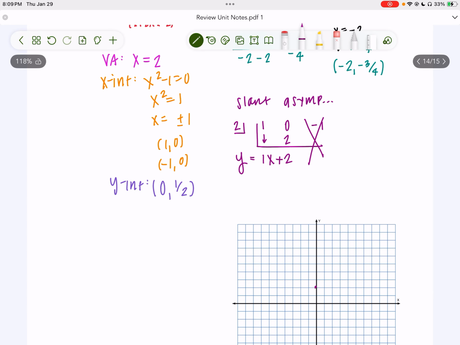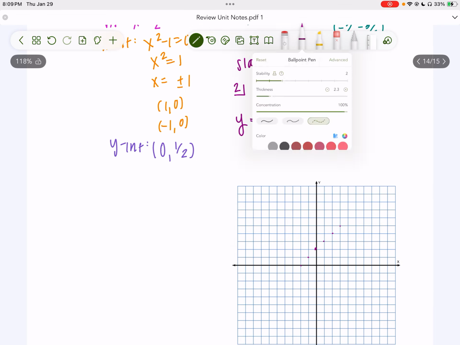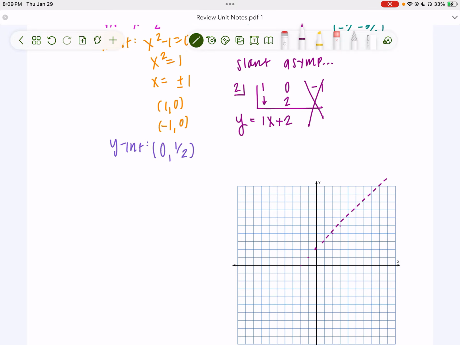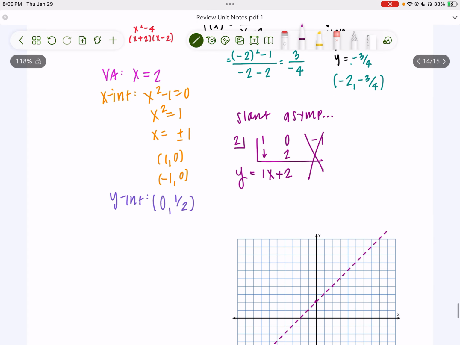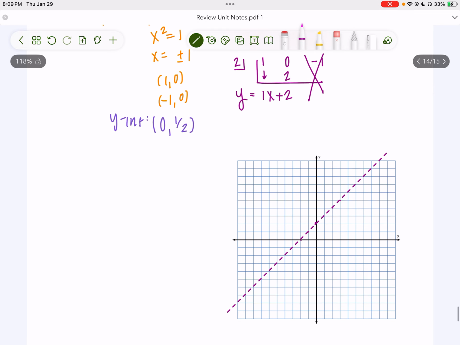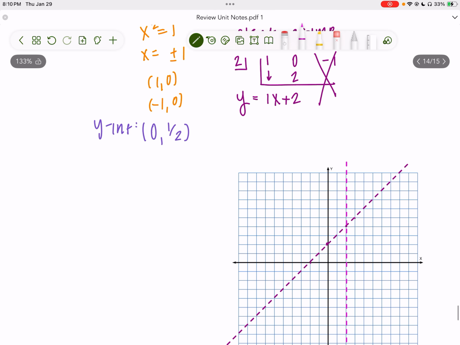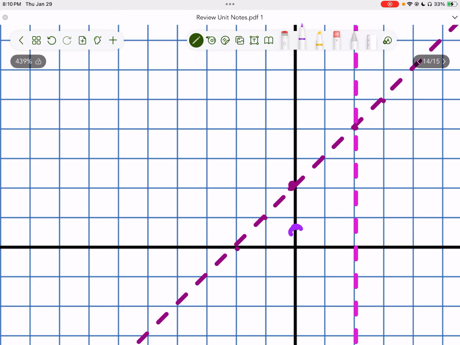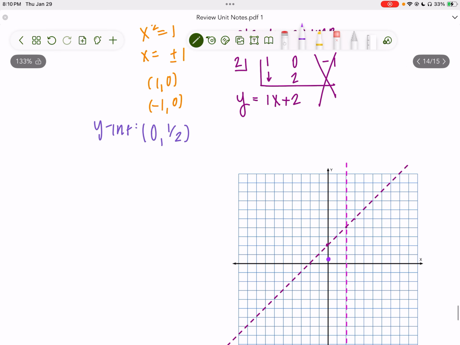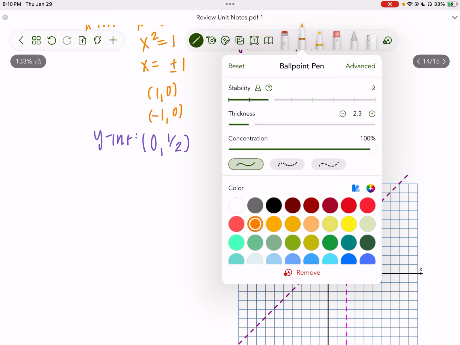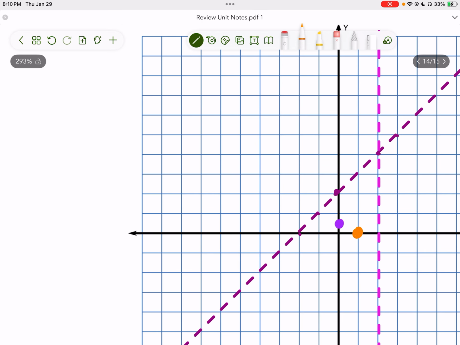So if I start at 2 and then I just go up and over 1, I can draw my asymptote. Oh, that worked out nicely. My vertical asymptote is in pink, so let me switch to that really quick, and we'll draw that. My y-intercept is 1/2. We'll zoom in, there it is. My x-intercepts are 1 and -1. So 1, -1.